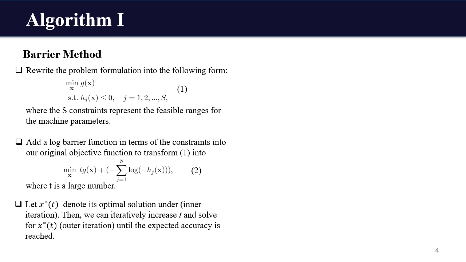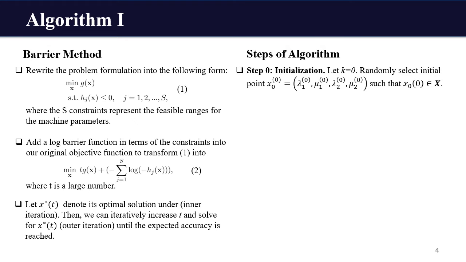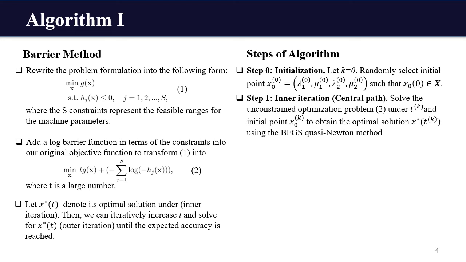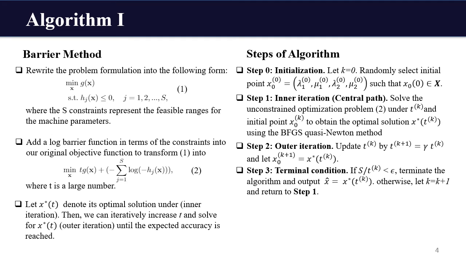So the basic steps of the method are as follows. First, we randomly select the initial point in the constraint set. Then, we solve the unconstrained problem using the BFGS quasi-Newton method and update t by multiplying by a barrier parameter, gamma, and use the optimal solution under tk as the initial point to solve the unconstrained problem under tk plus 1. We repeat this iteration until the solution converges to the wanted accuracy.